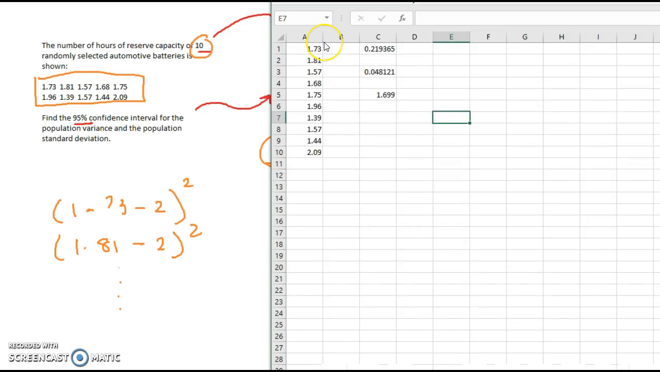All right, and this is what I got. So here, I entered in all my data right there, and then this is what ended up, oops, let me switch the mouse.